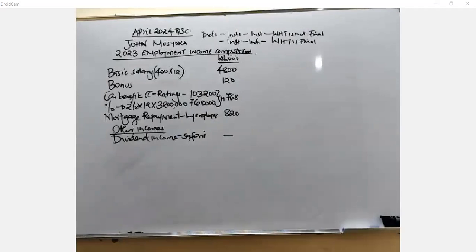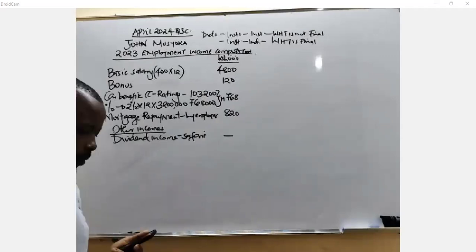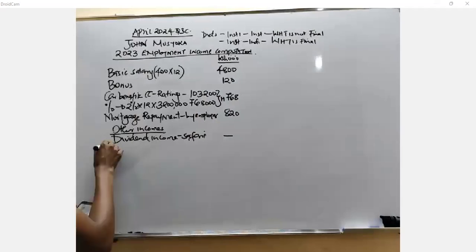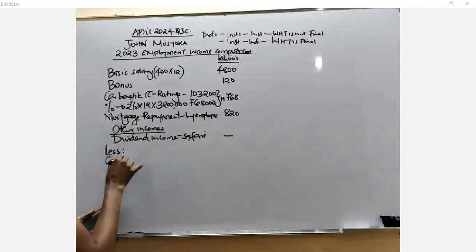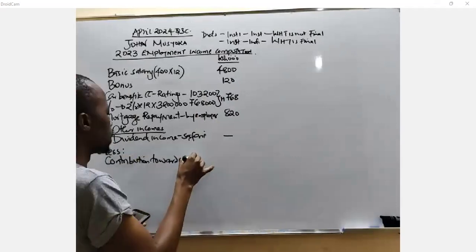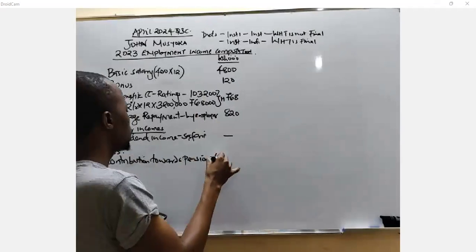From there, we can look at something. We have the dividend income there. Subscription to a golf club, that one is not going to help us. The following deductions were made from his salary during the year. So the subscription will never be able to help here. But here we can lay something very simple. We are talking about the contribution towards the pension scheme, and this was done during the year.